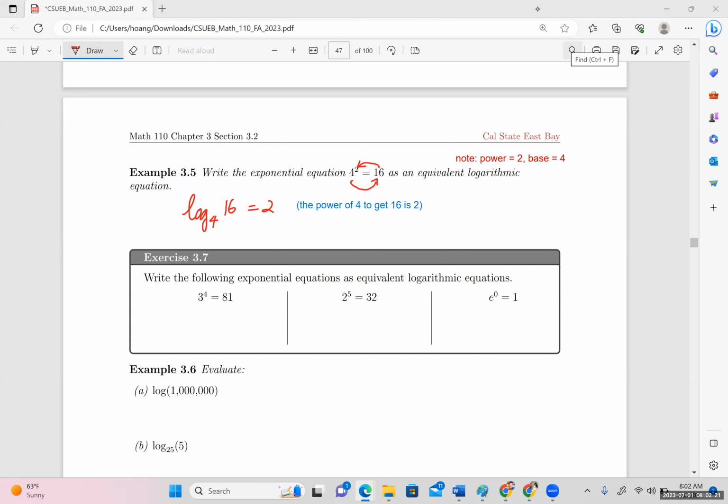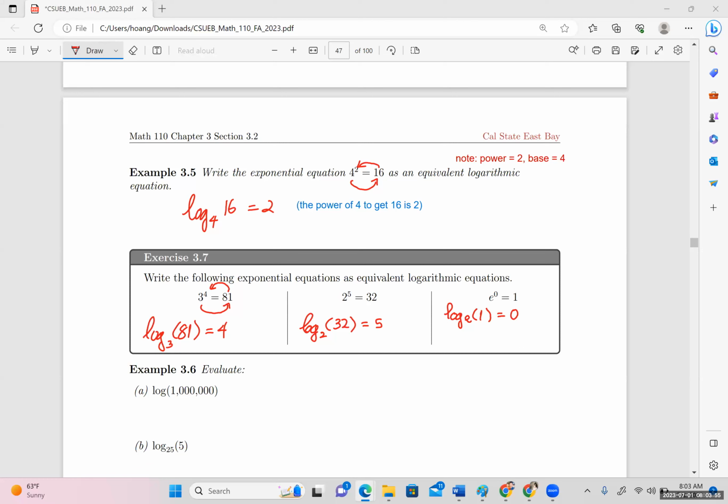I can do one more for you to make sure. So you can start with log base 3 of 81 equal to 4, right? Keep in mind that the whole log will be the power, right? The power must be on the other hand side. Now try it for one minute and then get back to me and compare the answer.